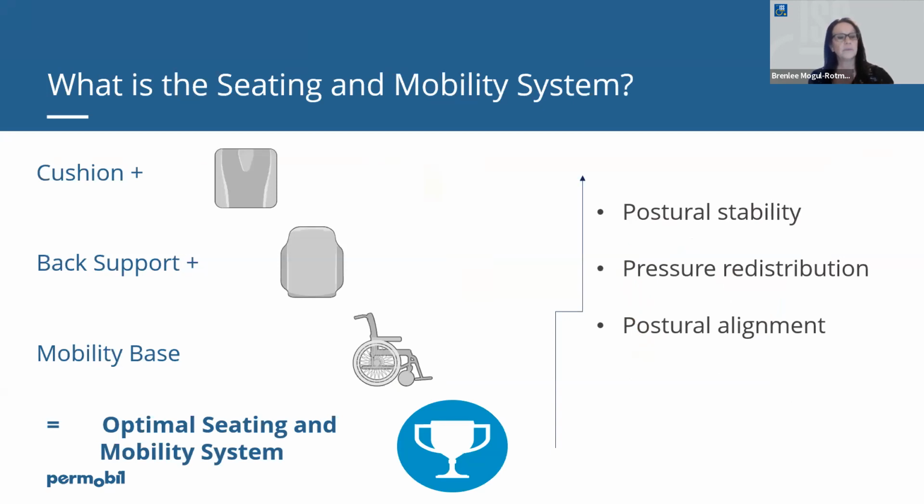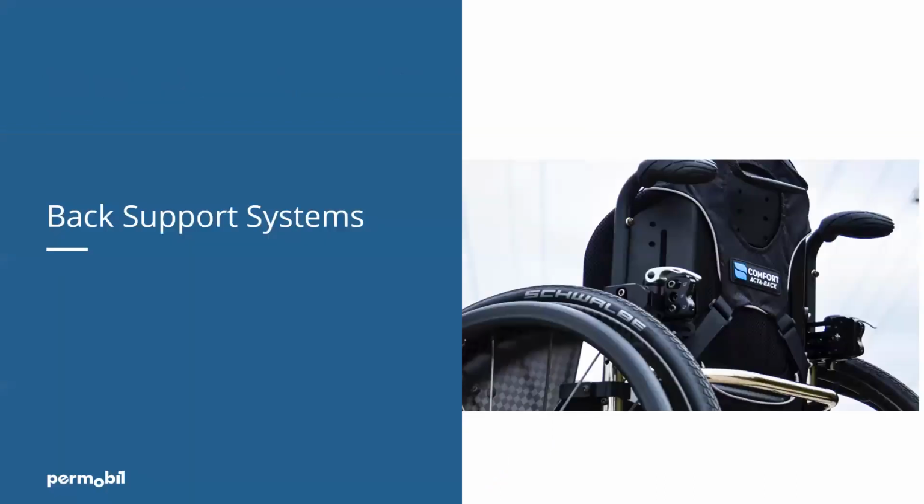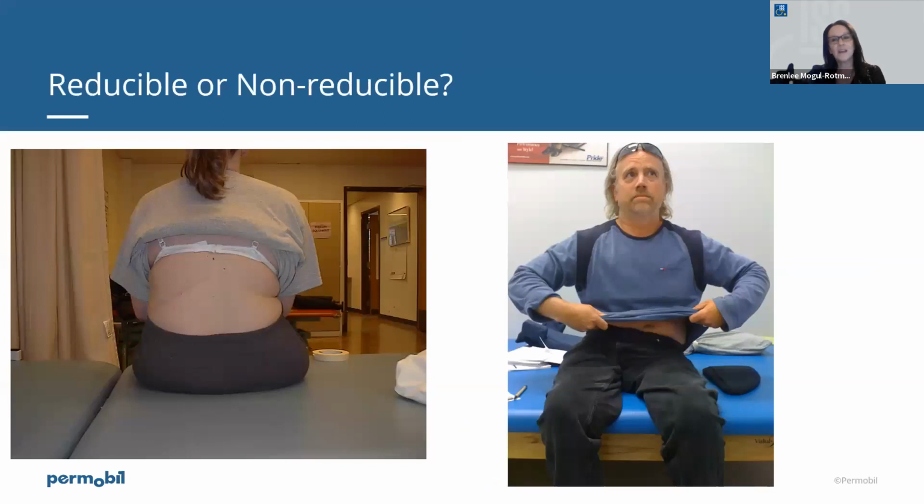The optimal seating mobility system includes seating components in conjunction with a mobility base. Together, that's going to create that system. So we hope that system together allows the client to achieve postural stability, allow for pressure redistribution, and attain the best postural alignment that we can get for that particular client. So today we wanted to talk about back supports. So let's get into some of the specifics about back supports.